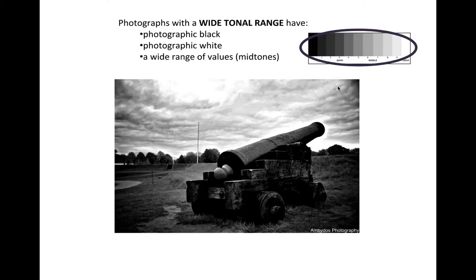Here's another excellent example of a very wide tonal range. What you're basically looking for in a wide tonal range is something called photographic black. Somewhere in the photo, you'll see something that's as dark as it possibly can be. That's photographic black. You'll see photographic white, and then you'll see many ranges of gray. So that's a wide tonal range.